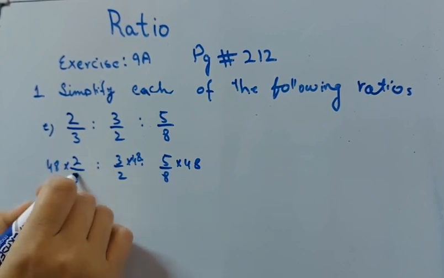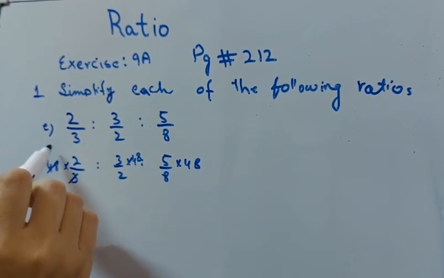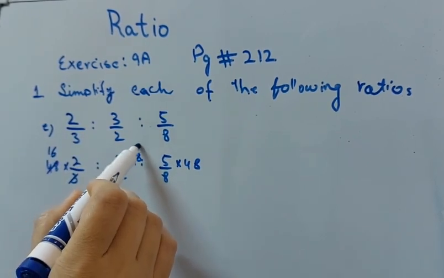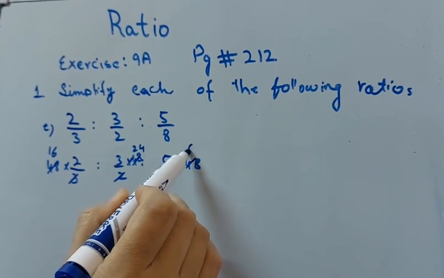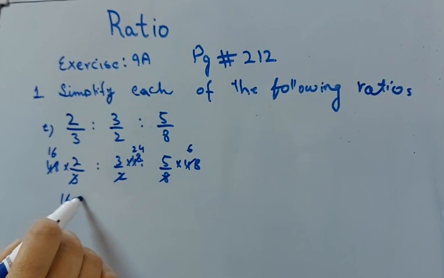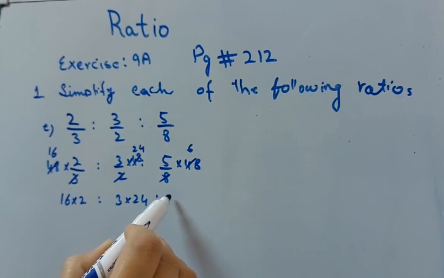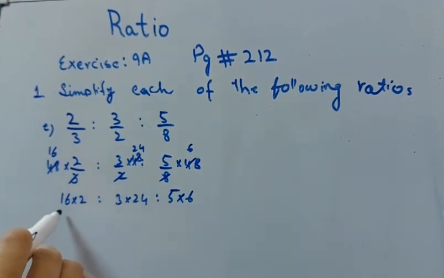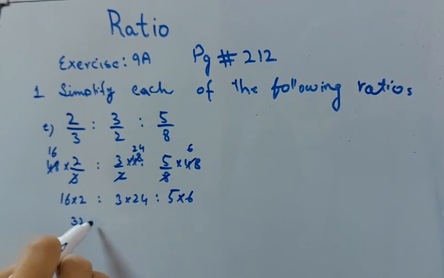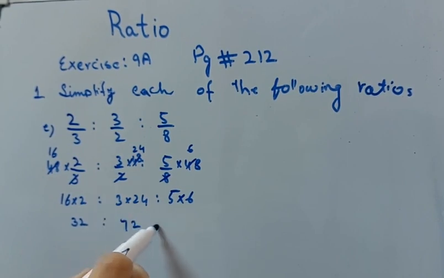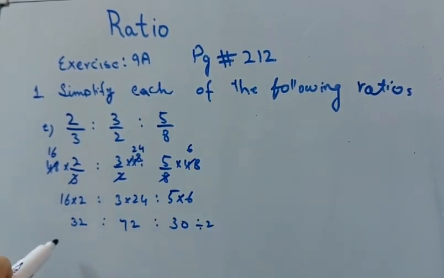So it will become what? 3 1s are 3, 3 6s are 18, 2 2s are 4, 2 4s are 8, and then 8 6s are 48. So what is left? 16 multiplied by 2 ratio 3 multiplied by 24 ratio 5 multiplied by 6. So what is left? 16 2s are 32. Then 24 multiplied by 3, 3 4s are 12, 3 2s are 6 and 7, and then 5 6s are 30. All the terms are divisible by 2, so we will divide all the terms by 2.